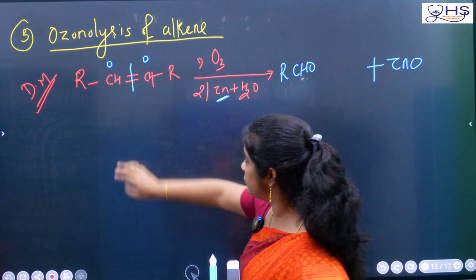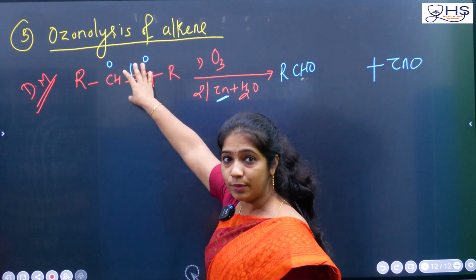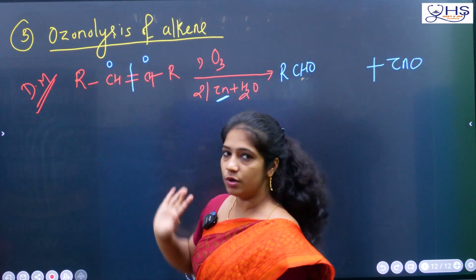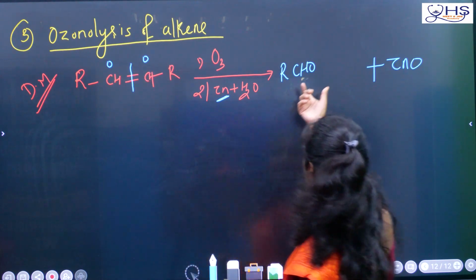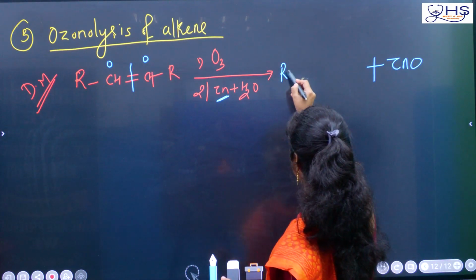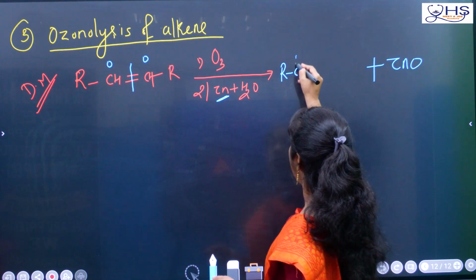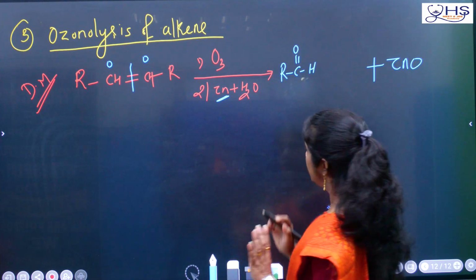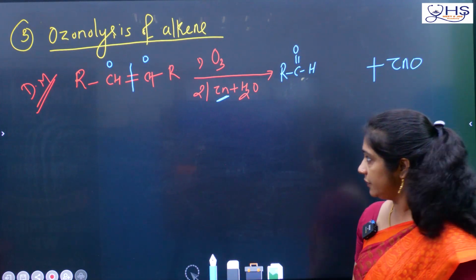RCHO. Here, the double bond you are breaking, so carbon will make a double bond with oxygen. You have to remember, we can write it like this also, no problem. In the same manner, RCHO is actually what? If I expand this structure, R-C double bond to H. Same problem, nothing different, okay.